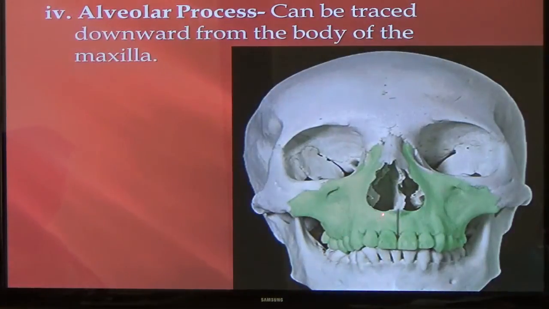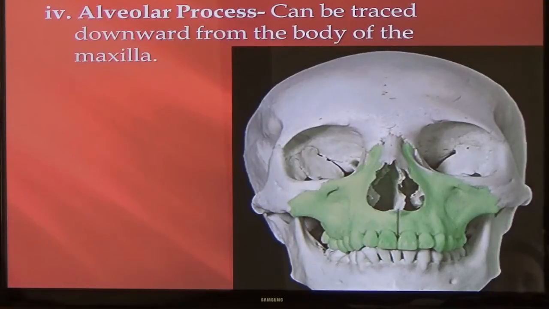So from here down is the alveolar process, the sockets of the teeth. Exactly. So again, it's a process, it's just an extension. From the body of the maxilla, you've got 4 processes: the zygomatic, the frontal, the alveolar process coming down for the teeth, and then the palatal process or palatine process. Those are the 4.